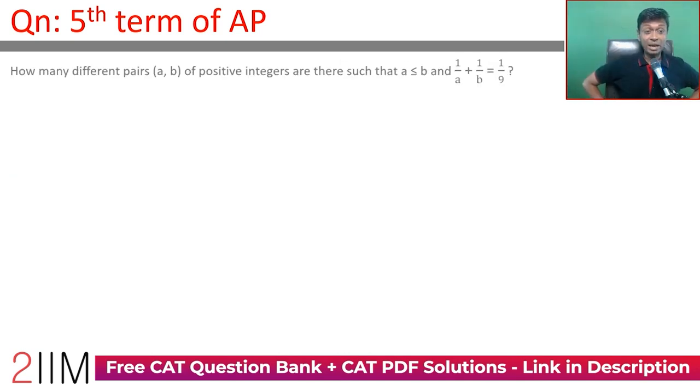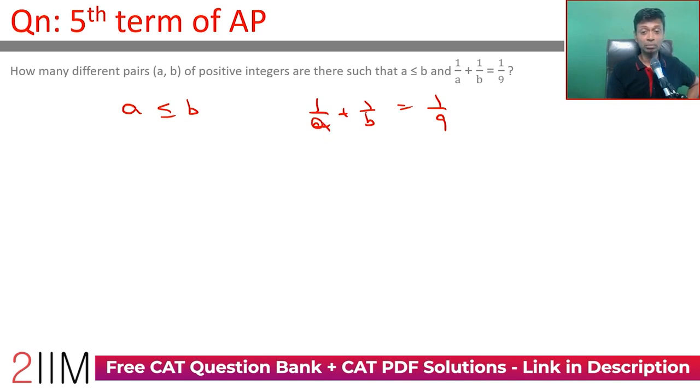How many different pairs a comma b of positive integers are there such that a is less than or equal to b and 1 by a plus 1 by b is 1 by 9? So, a beautiful question. a is less than or equal to b. 1 by a plus 1 by b equals 1 by 9. Think about this. Let's simplify this.